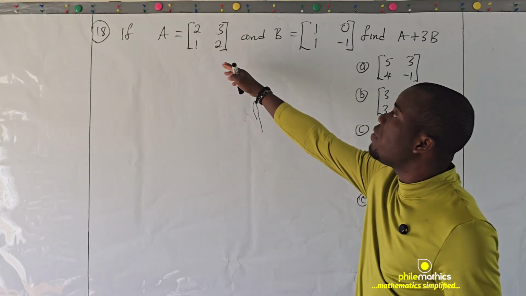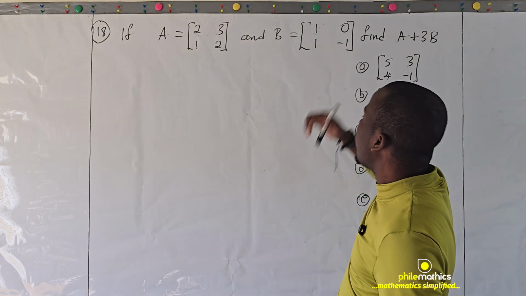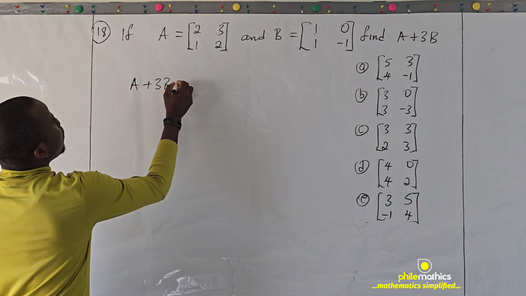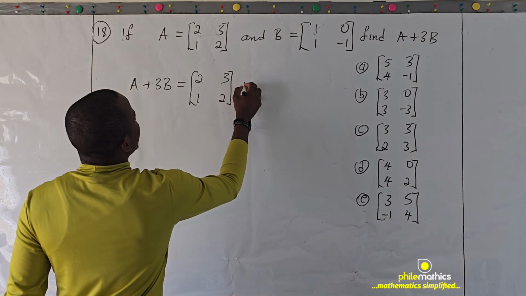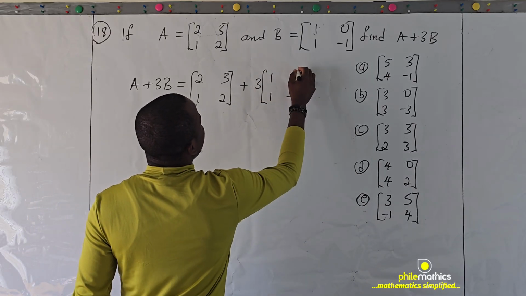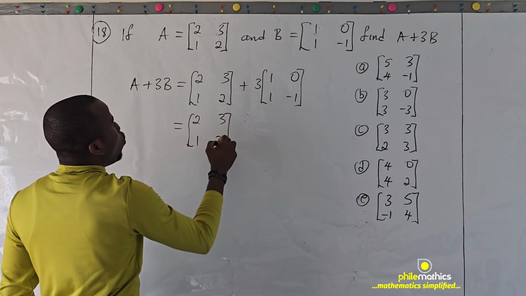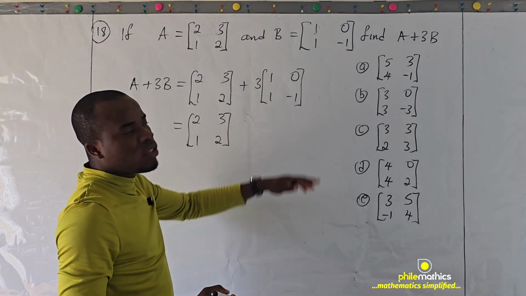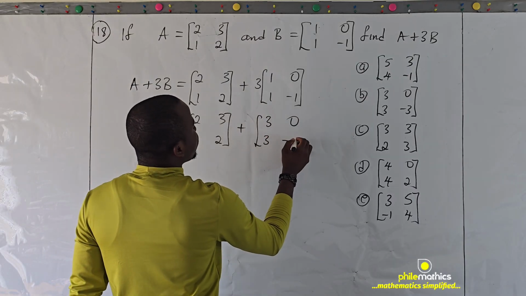If A is given as the matrix 2 3 1 2 and B is given as 1 0 1 minus 1, find A plus 3B. So A plus 3B is simply the matrix 2 3 1 2 plus 3 multiplying B, which is 1 0 1 minus 1. And when a constant multiplies a matrix, it multiplies all the entries. So this is plus 3 0 3 minus 3.